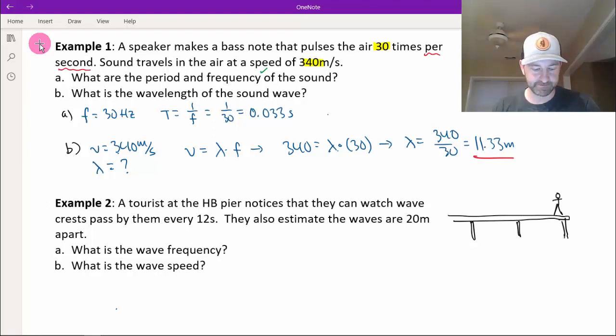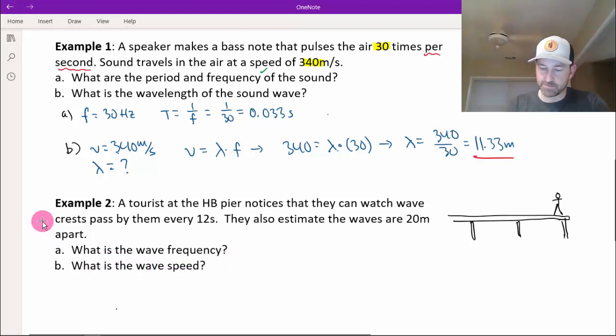Big waves. Let's go to example number 2. Sorry, going off on tangents here. It says a tourist at Huntington Beach Pier, this must be pre-lockdown, notices that they can watch wave crests pass by them every 12 seconds. They also estimate the waves are 20 meters apart. What's the wave frequency and what is the wave speed?